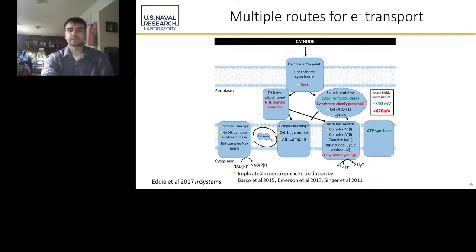And what we see is, on the right side in the box that's labeled terminal oxidase, this set of genes labeled CCO-plastocyanin. This is one of the terminal oxidases that would actually be reducing oxygen and generating a proton motive force, or proton gradient, that then would be used for energy by the cell.